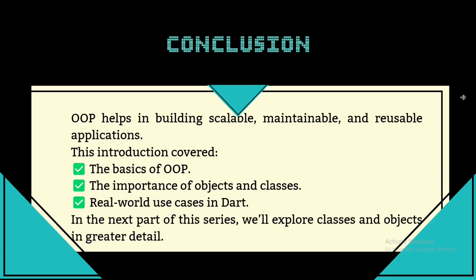So, conclusion: object-oriented programming helps in building scalable, maintainable, and reusable applications. This introduction covers the basics of OOP, the importance of objects and classes, and real-world use cases. In the next part of this series, we'll explore classes and objects in greater detail.